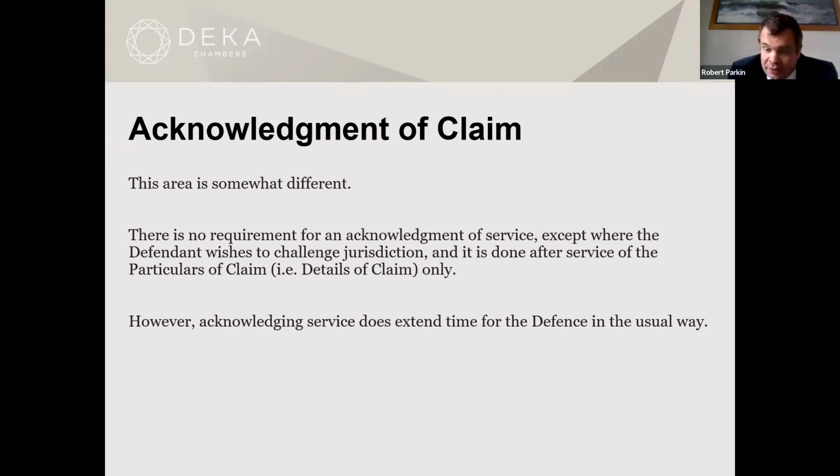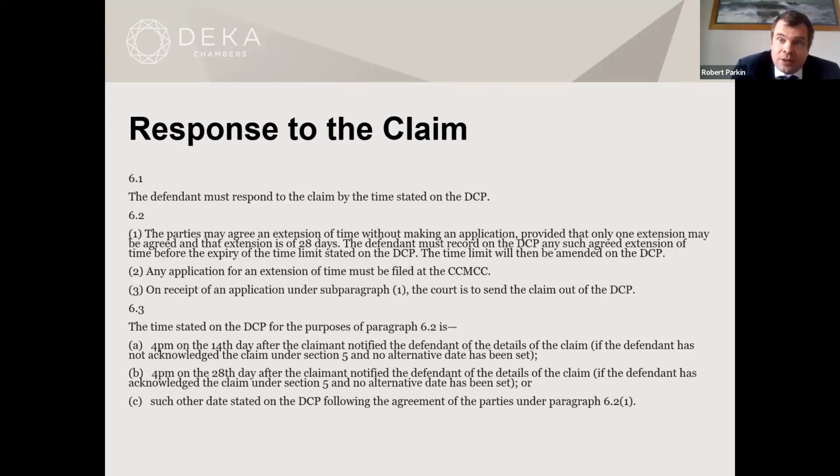It does, however, extend time for the defence in the usual way, and we'll come to that just in a moment. We don't call it a defence anymore under the DCP. We call it a response to the claim, but substantively it's the same thing. The defendant must respond to the claim by the time stated on the DCP, which we'll come to.